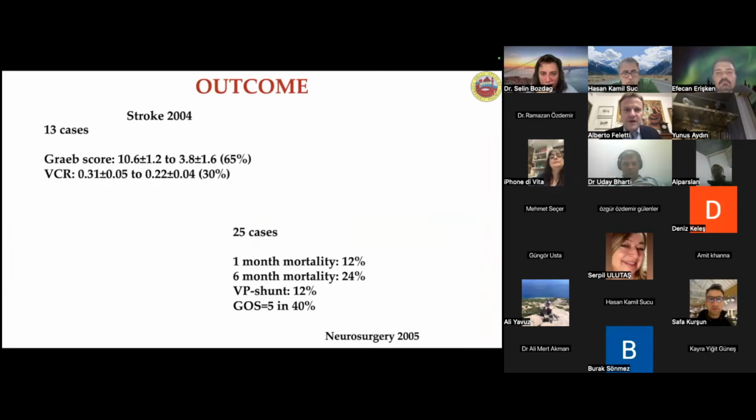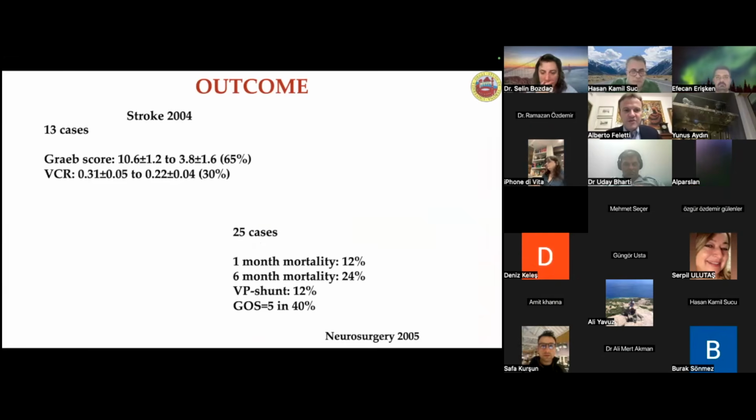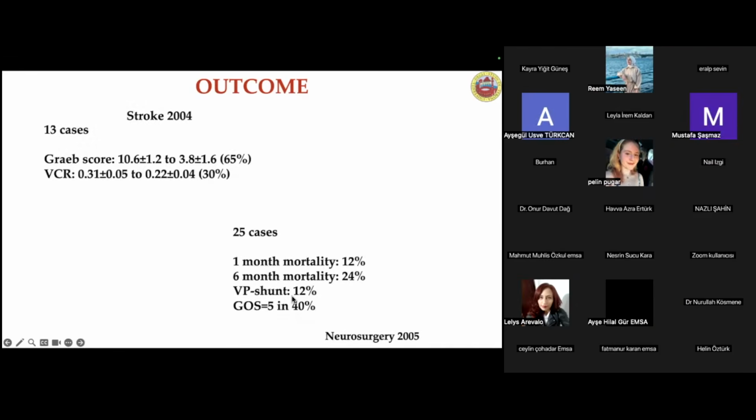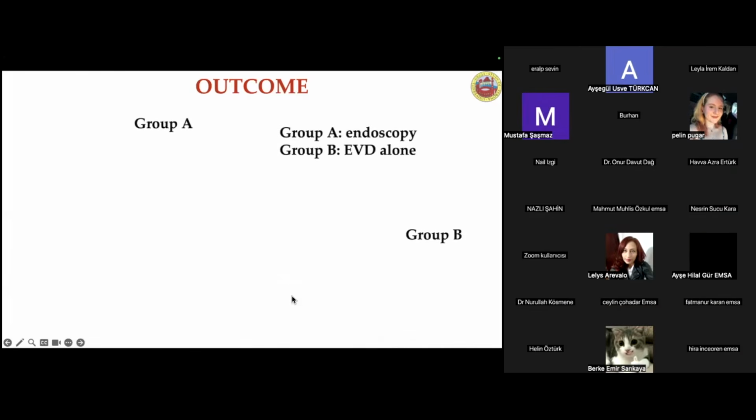What about the outcome? We have published some papers during the years with our initial experience, and we show that it's possible, using this method, to not only reduce the Graeb score and the dilation of the ventricles, but also to reduce the mortality rate and get a quite favorable outcome in many patients, and apparently also to reduce the VP shunt dependency in our patients.